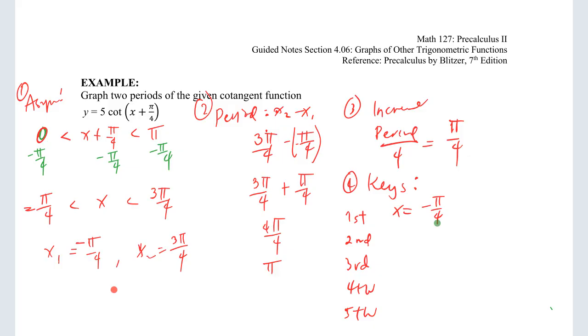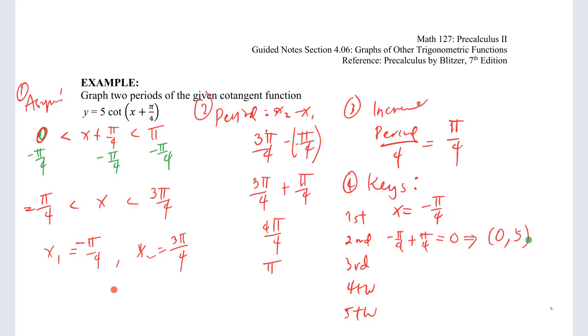Let's see. We'll have here negative pi over 4 plus the increment pi over 4. This would now be equal to 0. So therefore, the first point inside those two consecutive asymptotes will be at 0. And then you have to remember this is cotangent, so we are starting above the midline. Therefore the y value here would be 5 and then going down.